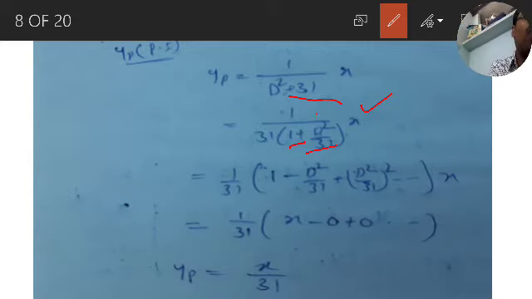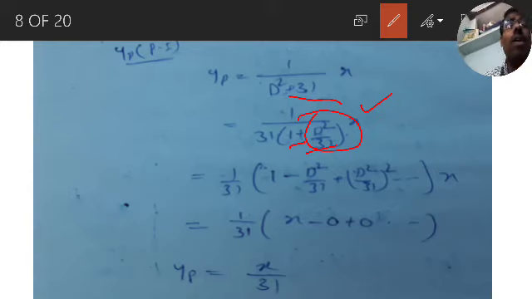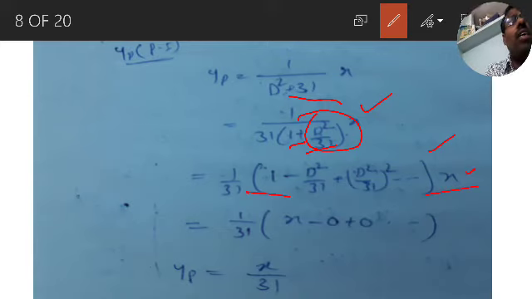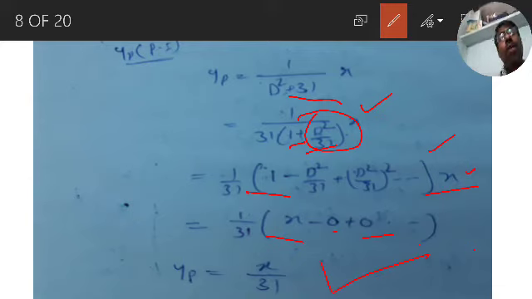In place of d, what do we have? In place of d we have d square by 31. So substituting, we get 1 by 31 into 1 minus d square by 31 plus d square by 31 whole square minus d square by 31 whole cube of x. Now 1 into x is x. For d of x, the derivative of x is 1, and the second, third, fourth derivatives and so on are 0. So d of x is 1, and d square, d cube, d power of 4 and so on are all 0. So yp is equal to x by 31.